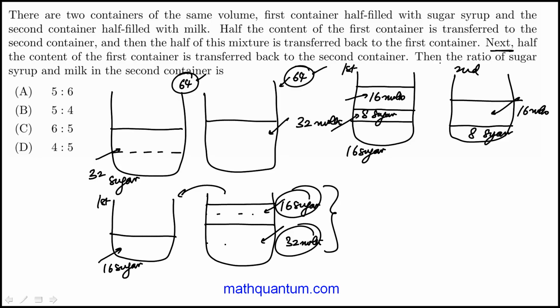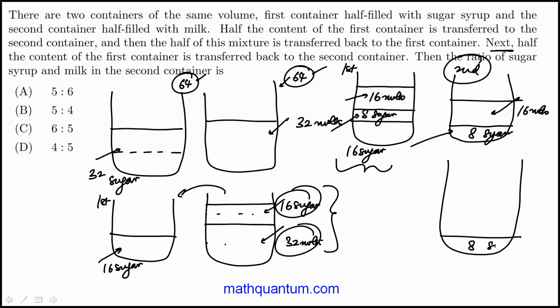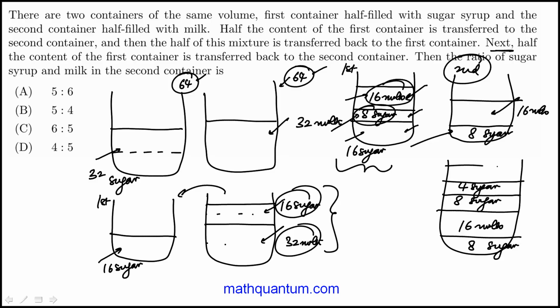Next, half of the content of the first container is transferred back to the second. So my focus now is on the second one. So 8 sugar, 16 milk, and then I'll just add half of each of these portions. So 8 sugar, starting with the bottom, and then 4 sugar, and then 8 milk. So this is kind of the situation I'm interested in, where I need to figure out the ratio of sugar syrup to milk.